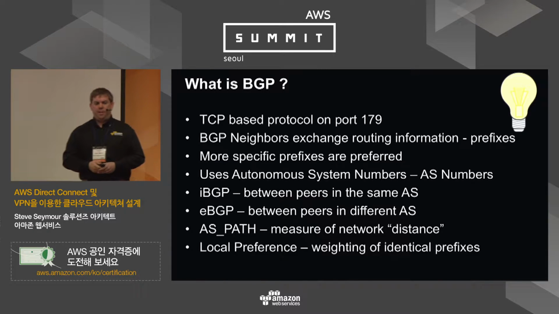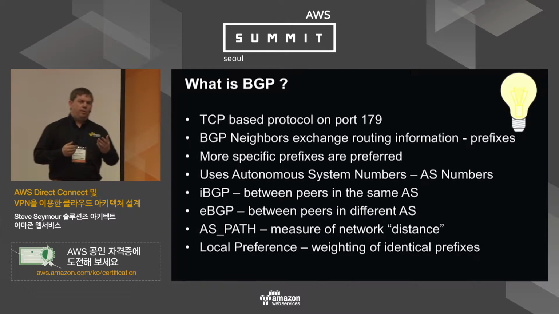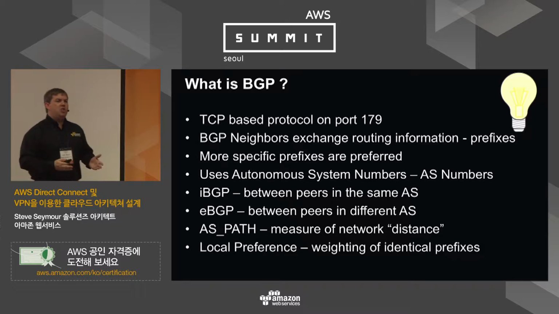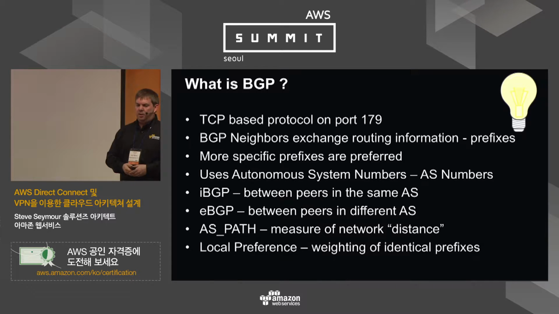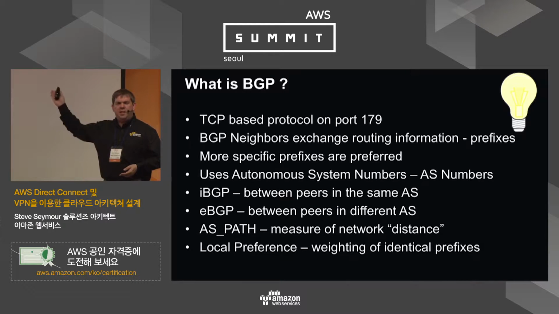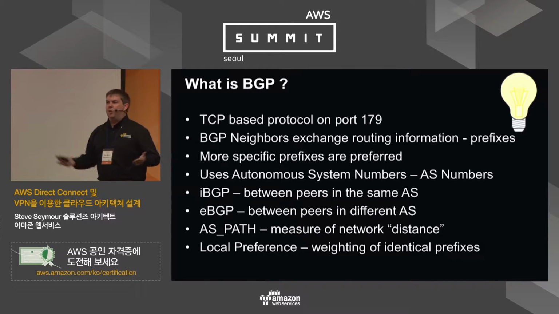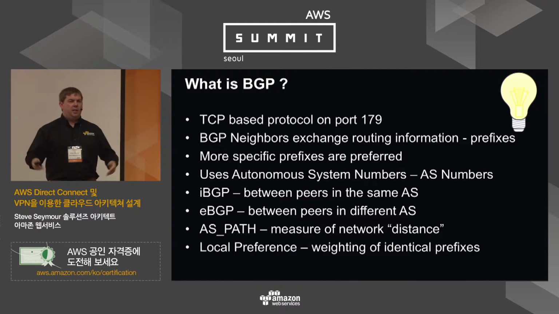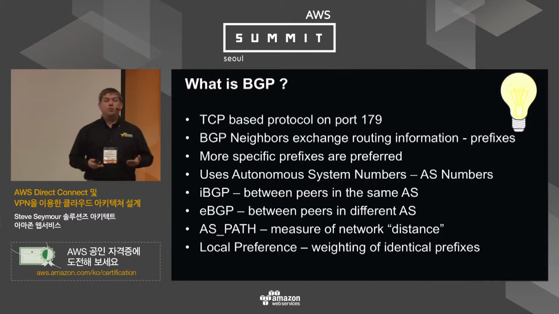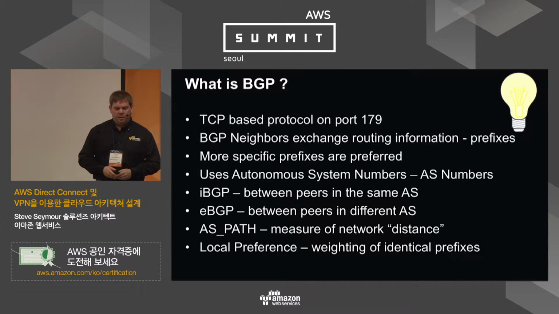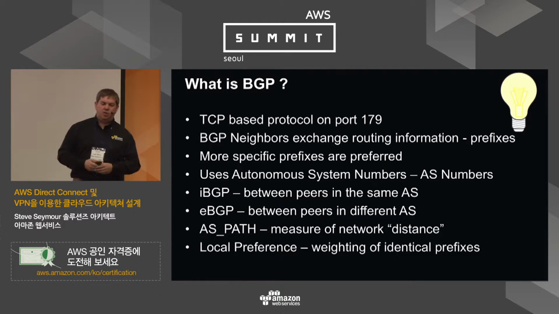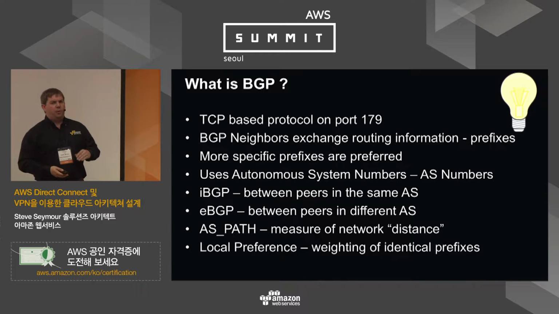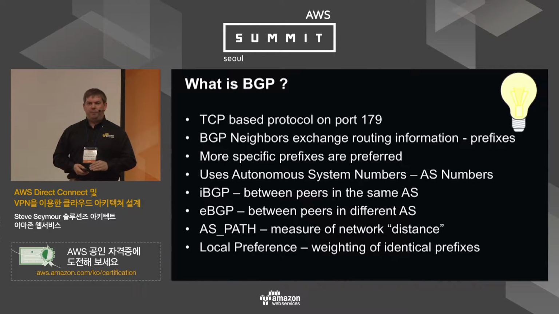What about dynamic VPNs? So the key thing about a dynamic VPN is we use BGP to exchange routing information between the 2 ends of our VPN connection. What is BGP? Well, you can read it here on the slide, but basically it's a protocol for exchanging routing information. It's TCP-based, which means if something goes wrong, the TCP session will get torn down and the routes can be withdrawn. We have BGP neighbors that exchange information on each end of the VPN connection. And then we have a set of rules for choosing which routes to prefer.